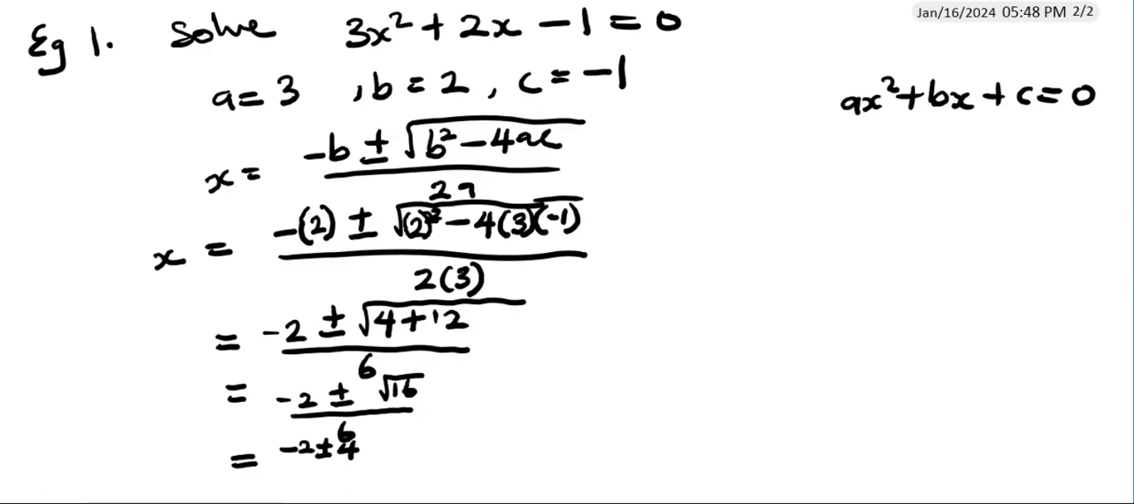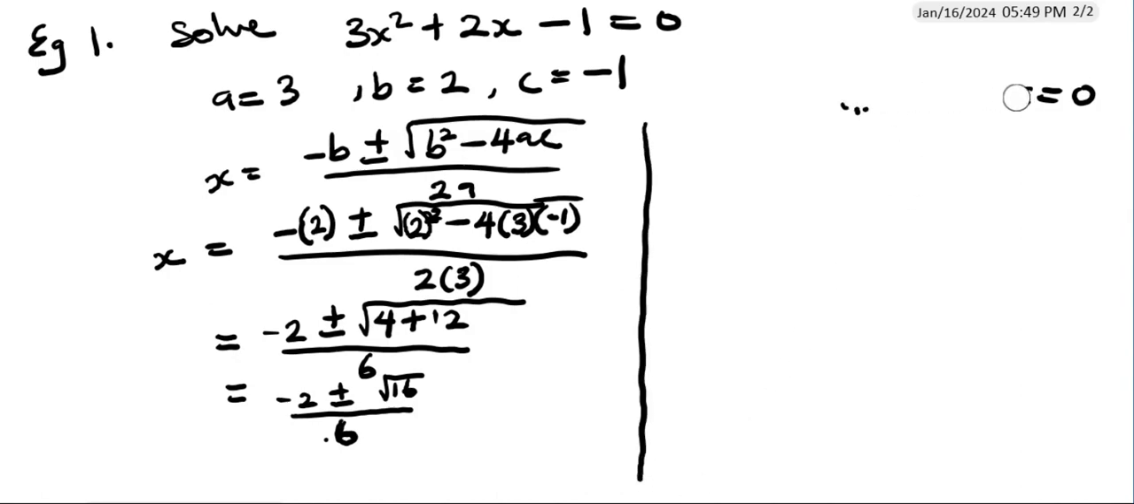Let me partition our board so that we can write freely. So let's partition our board here. Meanwhile, I need to clean this. So our x is going to give us minus 2 plus or minus 4 over 6. Now, the square root of 16 is 4. So that's why we have minus 2 plus or minus 4 over 6.